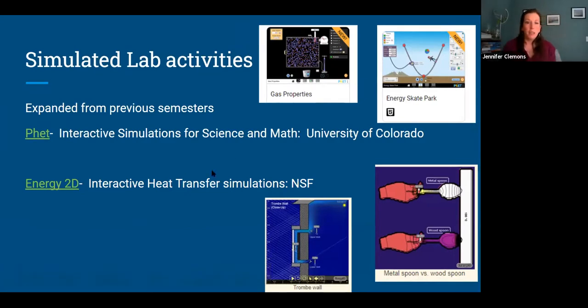Another simulated lab activity, I don't know if you've all heard of that. It's called Energy2D, and it's interactive heat transfer simulations. This is from NSF. Very, very cool. A lot of really good things that you can talk about in the classroom, but it's nice that you can simulate it.